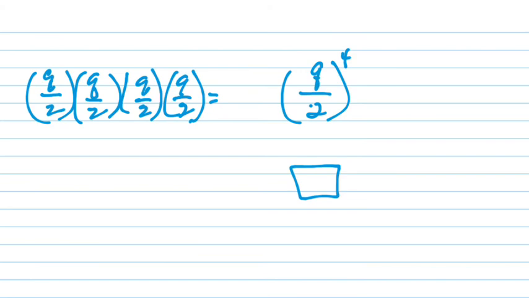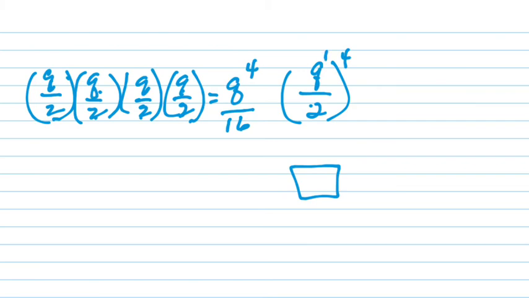And then just multiply fractions. We multiply how? Straight across. So q times q times q times q is q to the 4th. 2 times 2 times 2 times 2 is 16. Good job. And there's your answer.